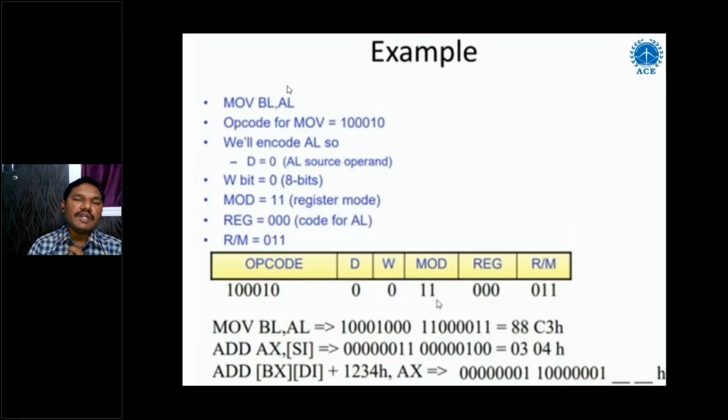Then how can it copy data from AL to BL? D means direction. AL is a source operand, so D equal to 0. W bit is 0. Why is the W bit 0? Because AL and BL are byte operations. Next, mode is 1 1, register mode. Only these two are registers, no memory, so mode is 1 1. Next, the register I am taking is AL, so it is 000.